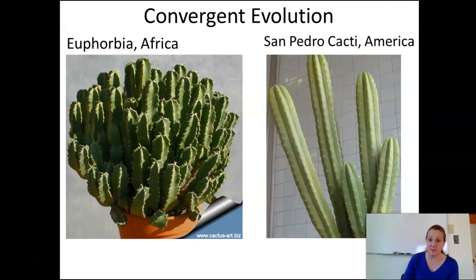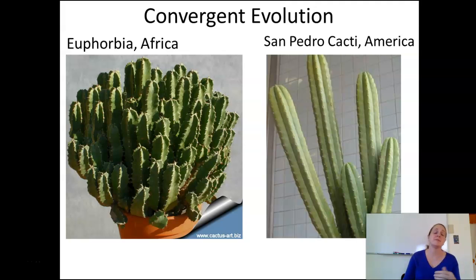But the mistake that we can make is saying that these individuals are closely related to one another, when in reality they're not. So euphorbia will only grow in Africa, while cacti will only grow in the Americas. But here on this picture, we can see that these two species look very close to one another. Our knee-jerk reaction is to say, well, they must be related to each other. Look at them. They look like one another. But the reality is that they are distantly related. They would never be able to interbreed.